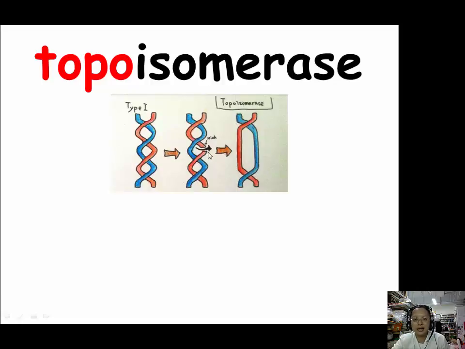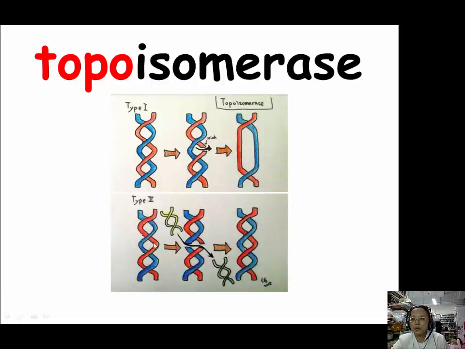topoisomerase is relaxing it. And then type 2 topoisomerase cuts both strands of one DNA double helix, passes another unbroken DNA helix through it, and then reanneals the cut strands. And for type 2, we are more familiar with type 2 topoisomerase. For example, E. coli gyrase is one of the type 2 topoisomerases.